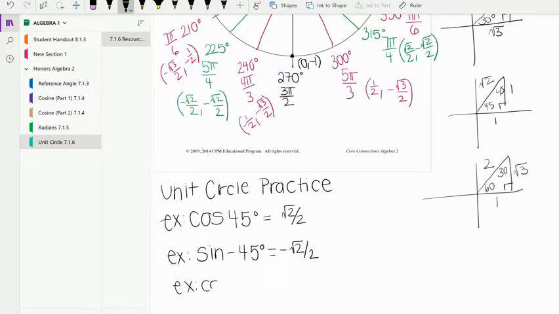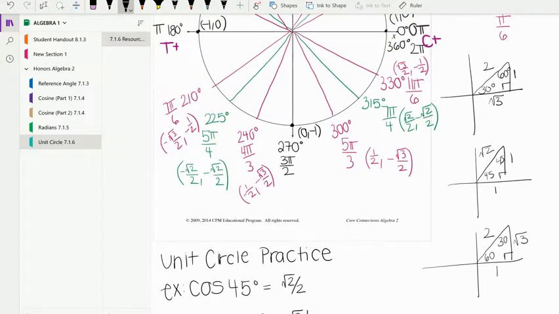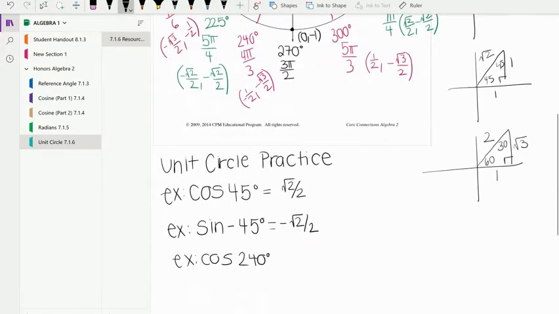All right, how about cosine of 240 degrees? So we look at our unit circle, cosine is x. The x coordinate at 240 is just negative 1/2. All right, so pretty easy.